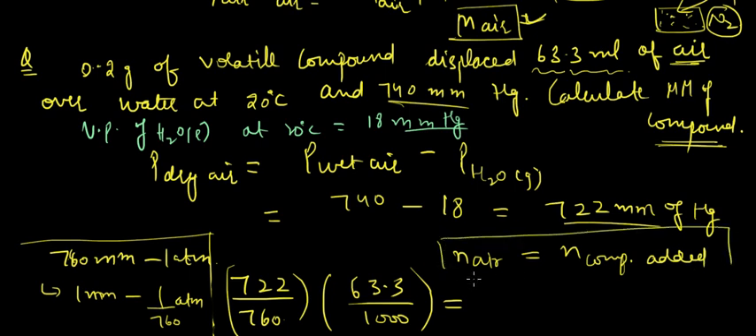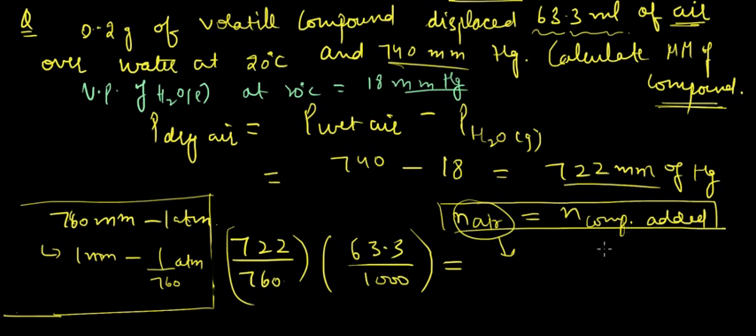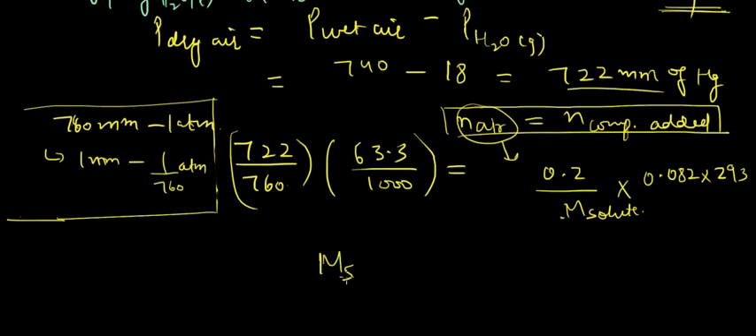So the number of moles of air here would be equal to the number of moles of compound added. And how many moles of compound would be added? That would be 0.2 upon molar mass of solute, into, obviously, 0.082, and temperature you have been given as 293 Kelvin. From here the molar mass of solute can be calculated, which should come out to be 80 gram per mole. Okay, so this is the answer.